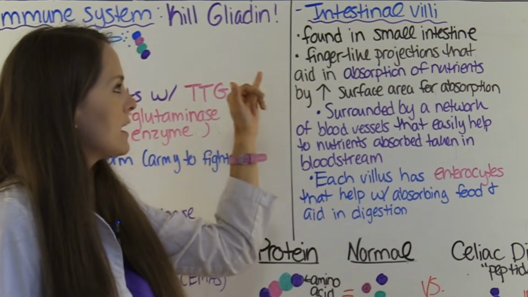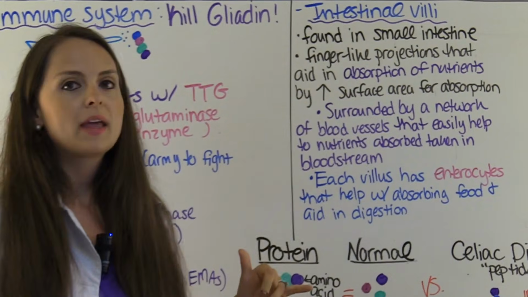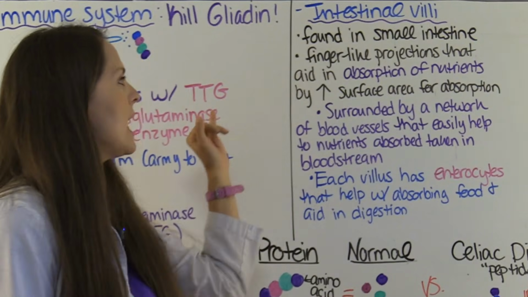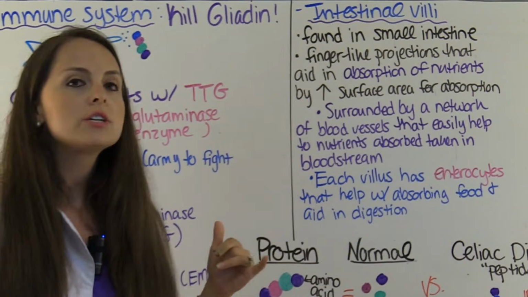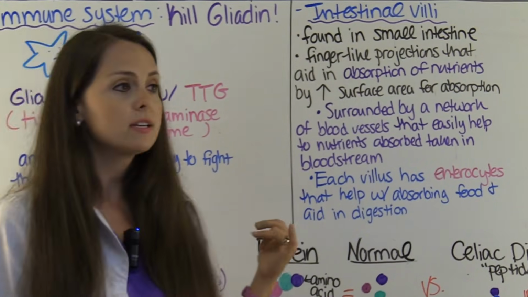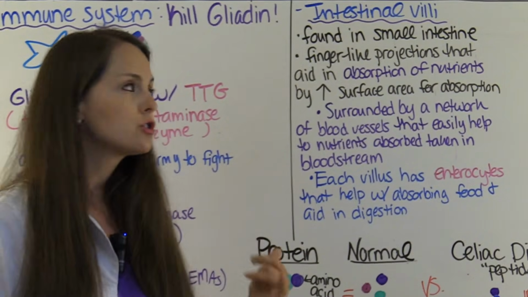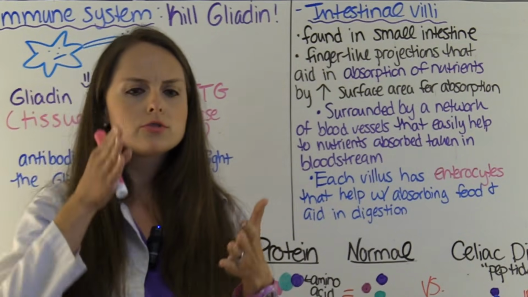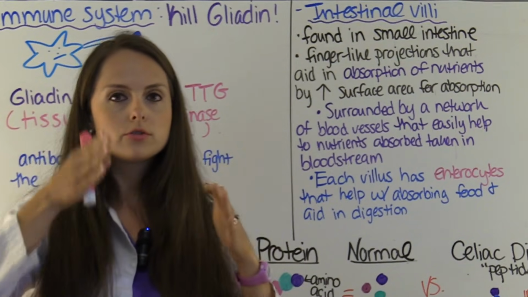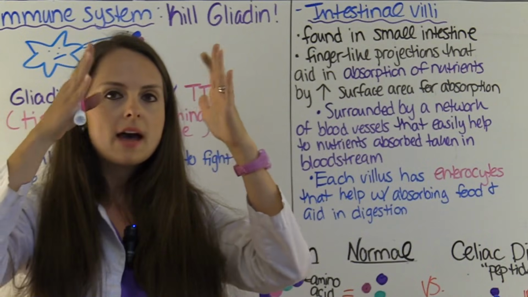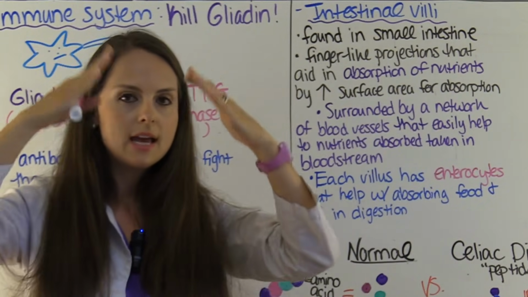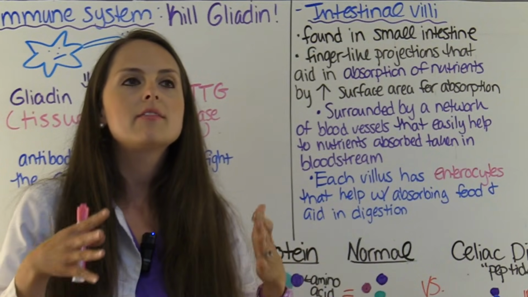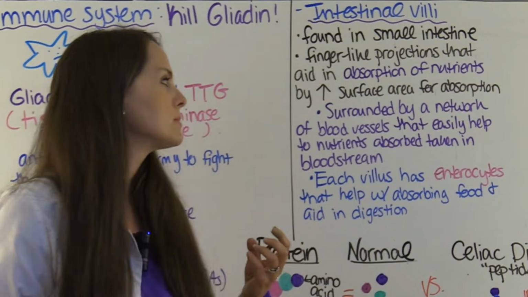Okay, the villi are found in the small intestine and they have a unique look to them. They are finger-like projections that aid in the absorption of nutrients. And how they do this is by increasing the surface area for absorption. So they have nice long protrusions which give them that surface area. And whenever they become damaged, flattened, they lose that surface area. So you lose the amount of area for nutrients to be absorbed.